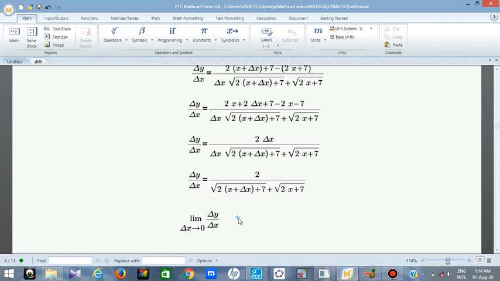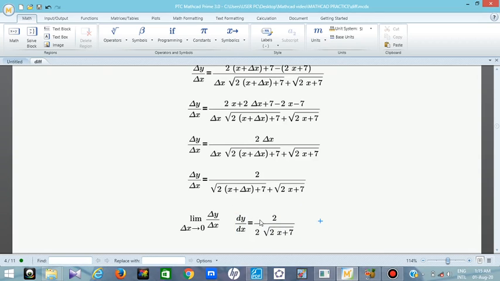So our final answer is now going to be dy/dx. So dy/dx will now be equal to 2 divided by, you see the roots, delta x is 0, so 2x plus 7, 2x plus 7, they are like terms. So it's now going to be 2 over root 2x plus 7. So this is the answer for the differentiation.